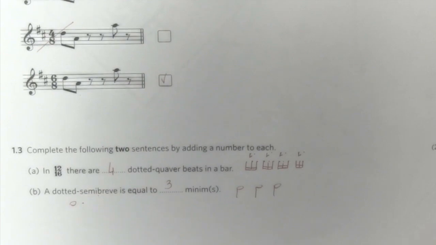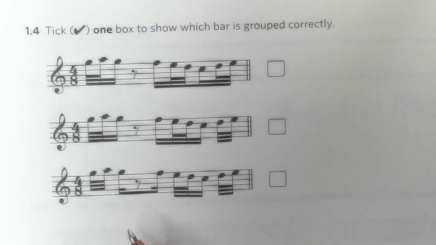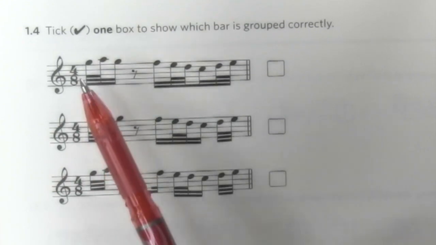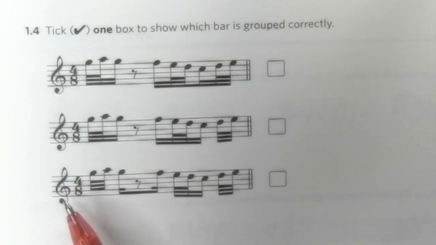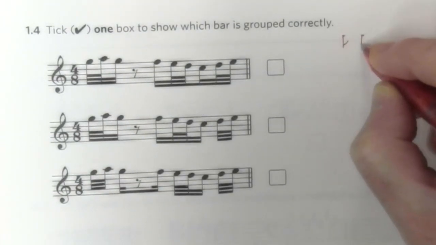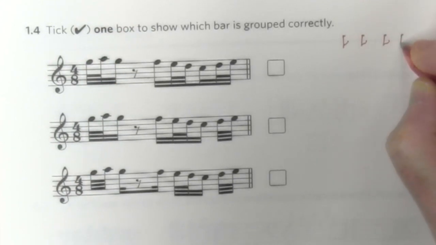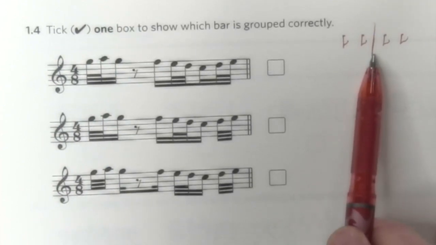Easy? Let's move on. In this question four, we need to tick one bar where the notes have been grouped correctly. The time signature is 4/8, which means four quavers in a bar. So we must have four things, and each thing is a quaver. We need to have this. 1, 2, 1, 2. And the middle of the bar here must be clearly indicated.